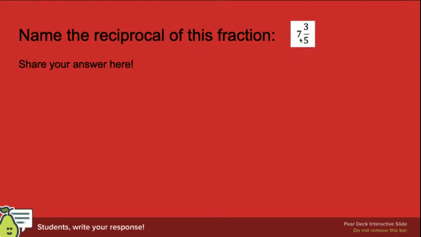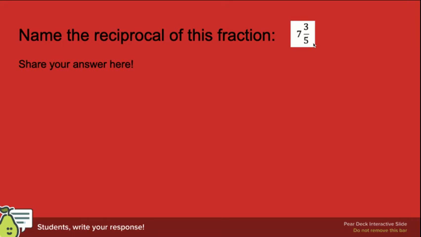You have to be careful here if you get a mixed fraction, because we have to change this to an improper fraction before finding the reciprocal. The reciprocal of 7 3/5 is not 5/3. We'd have to do 5 times 7, which is 35, plus 3 gives us 38 over 5 for an improper fraction. So the reciprocal of this would be 5 over 38.